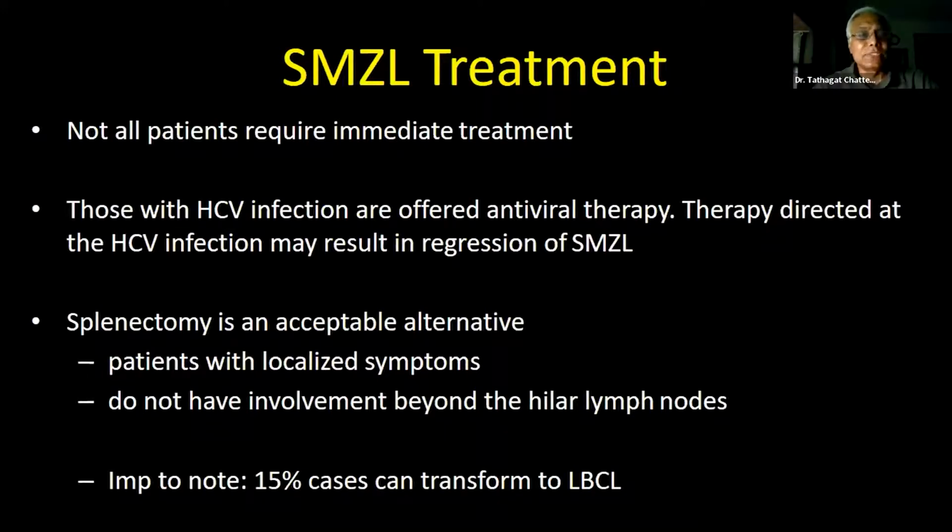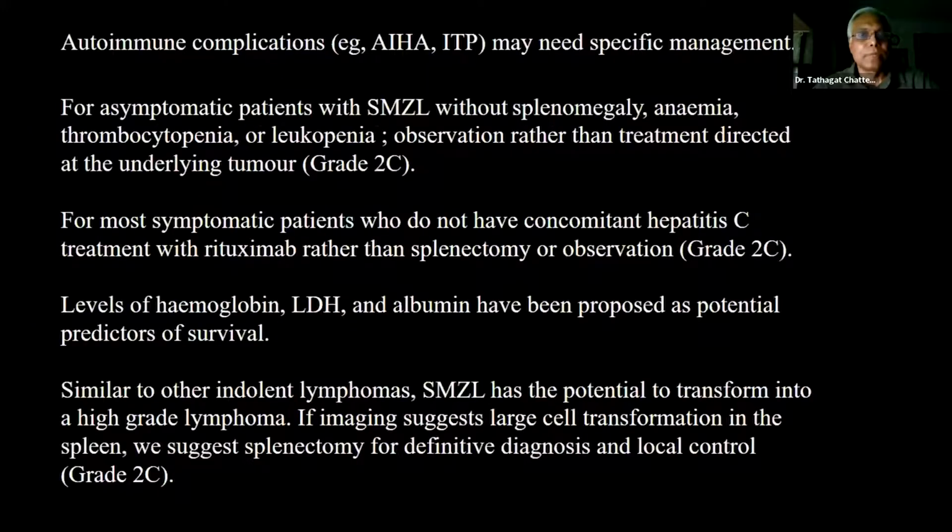Those with HCV infection, which is commonly seen in SMZL, you can offer antiviral therapy. The therapy directed at HCV infection may result in regression of the SMZL. Splenectomy is an acceptable alternative, particularly in patients with localized symptoms. 15% of cases of SMZL can transform to large B-cell lymphoma. The autoimmune complications of SMZL must be known, AIHA and ITP.